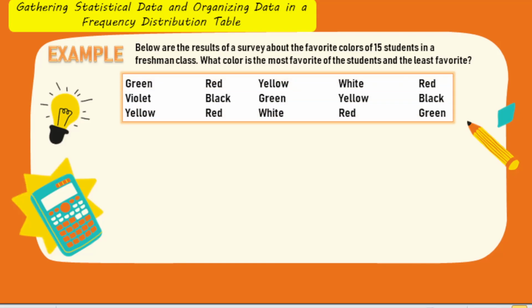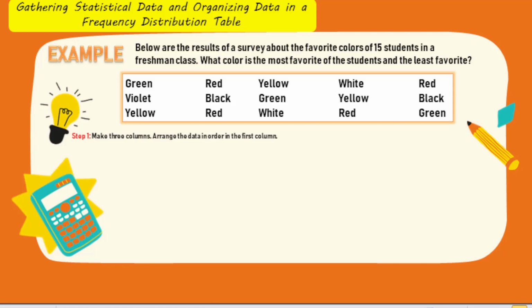So, ito yung mga given. We have green, red, yellow, white, red, violet, black, green, yellow, black, yellow, red, white, red, and green. So, sa unang tingin, parang pag tinanong tayo, ang hirap pa nating malaman kung alin ba yung most favorite ng students at yung least favorite. Pero kung meron tayong naka-table na, so mas madali nating maiintindihan.